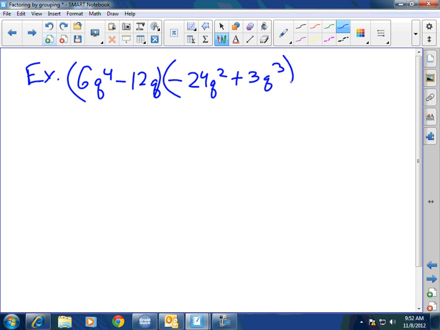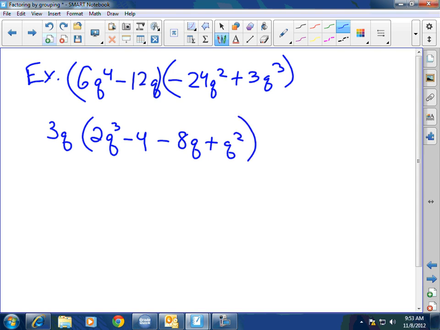We go like this. First of all, let's factor out a 3q. So when I take out a 3q, I'm left with 2q cubed minus 4 minus 8q plus q squared. Now let's go ahead and put these together. There are no like terms here. No worries. Thank you, sir.